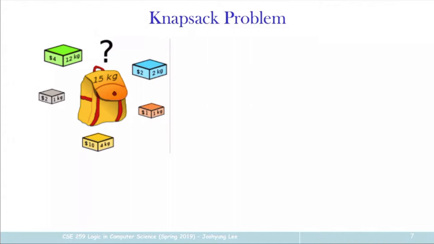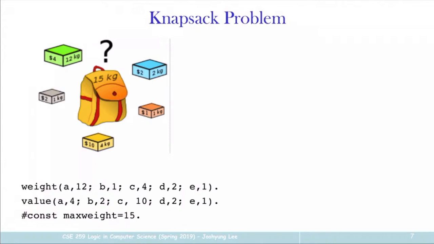So we are going to tell Clingo about the problem instance. So here we want to say this is A, B, C, D, E. Okay. So A weighs 12 kilogram, B 1 kilogram, C 4, D is 2 and E is 1. Okay. And the value is A is 4, B is 2, C is 10, D is $2 and E is $1. Okay? So this is how we tell the system what objects that we have. And this is max weight is 15. So this is the problem instance. Okay? It's kind of database fact.